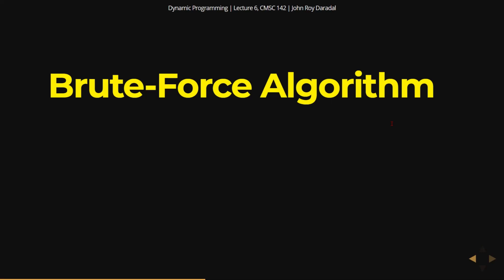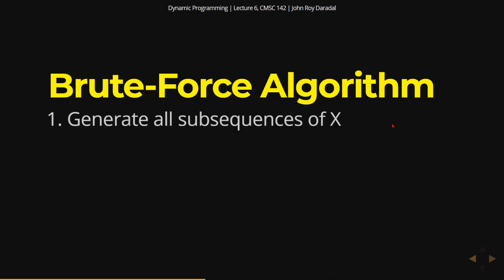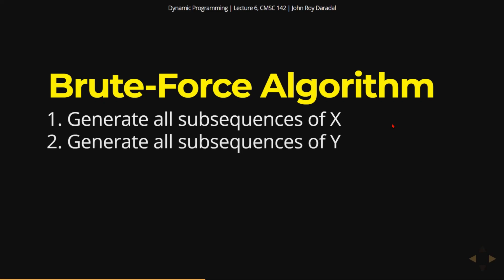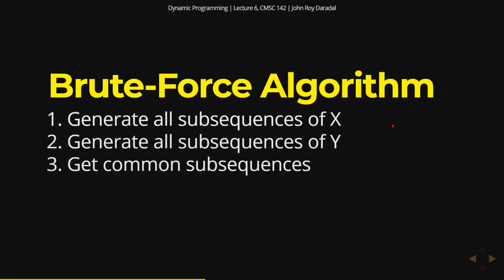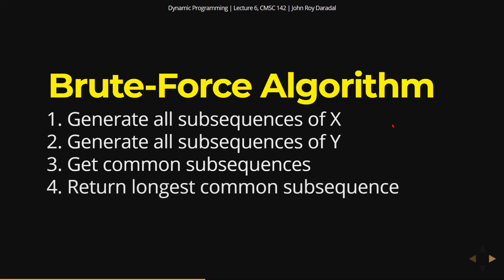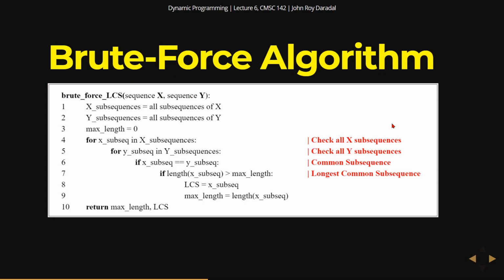Before we discuss the dynamic programming solution, let's try to look at the brute force way first. How will the brute force algorithm work? We have to try all possibilities, right? First, we need to generate all subsequences of X and all subsequences of Y. And then we'll get the common subsequences, the intersection between the two, and we'll return whichever is the longest common subsequence. It seems pretty straightforward, but if you put all of that into an algorithm, it will look like this.